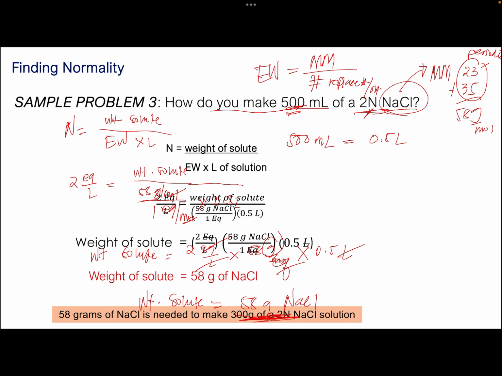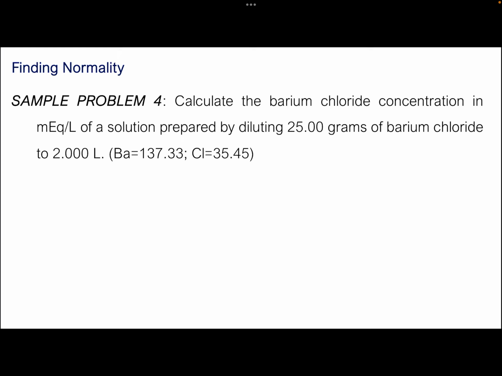Okay, for this one, we will calculate the barium chloride concentration in milliequivalents of a solution prepared by diluting 25 grams of barium chloride to 2 liters. So, milliequivalents, also normality only. So, use your formula. Normality is equals weight of solute divide the EW. EW again, molar mass, divide the number of replaceable. EW times liter of solution.